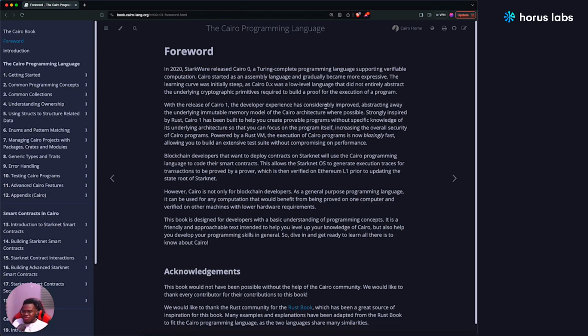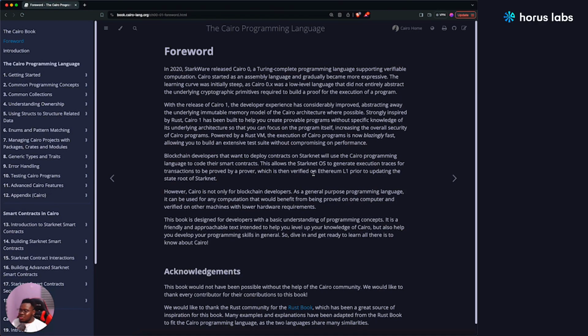Just a fun fact, in case you don't know, the name Cairo is a short form for CPU AIR. Don't ask me where the O comes from. To be honest, I really don't know. You can probably ask the engineers from Starkware. It's kind of a weird name, and you're not the only one who thinks that.